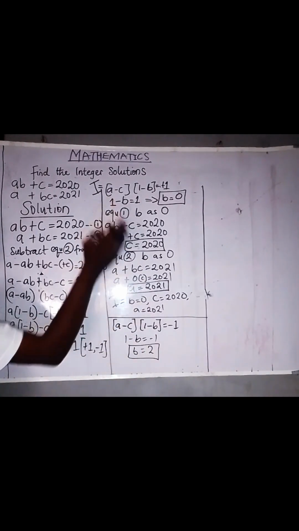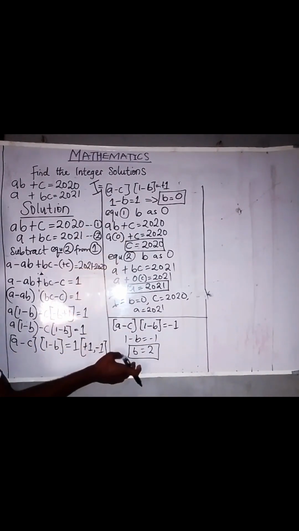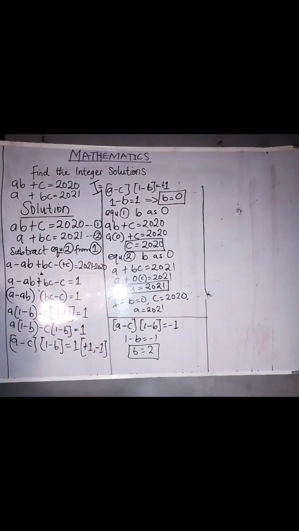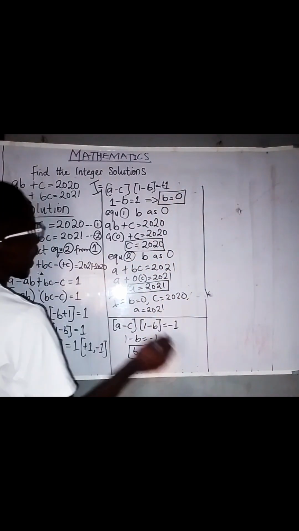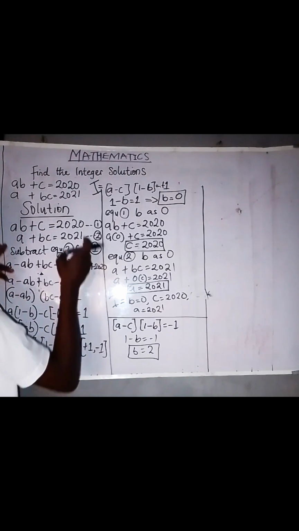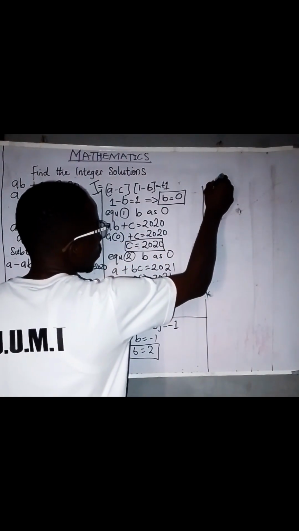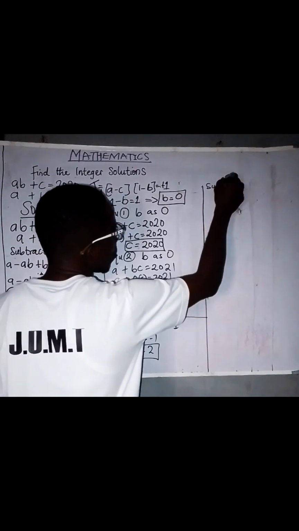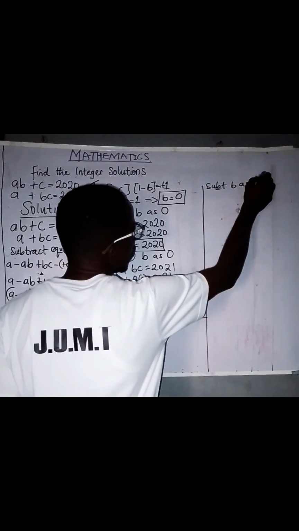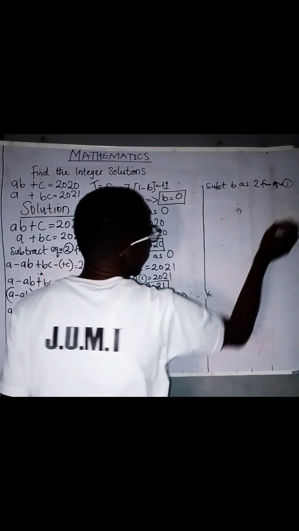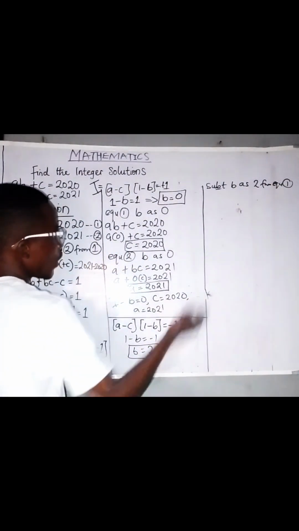So good. The same process applied in the first one: substitute b as 2 in equation 1 to get c, then substitute b as 2 in equation 2 to get a for the second integral. So let's move to the other part. This is my equation 1. So substitute b as 2 in equation 1.